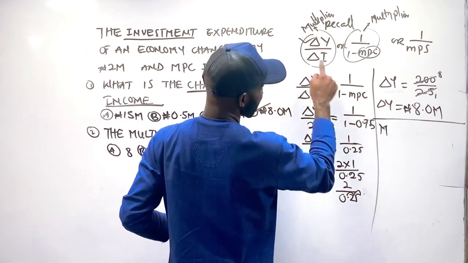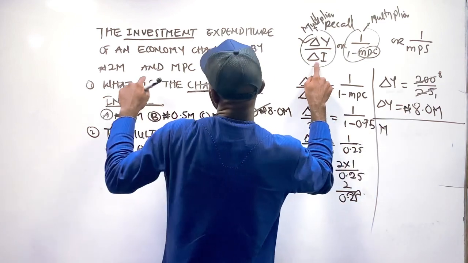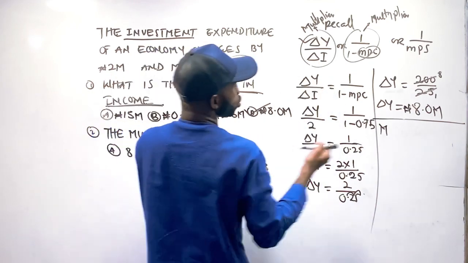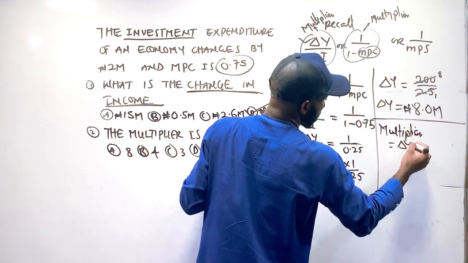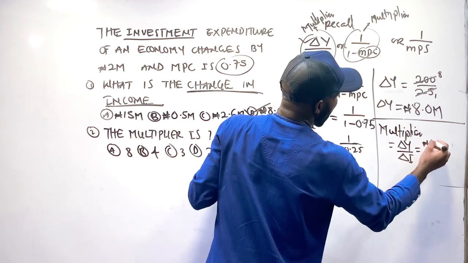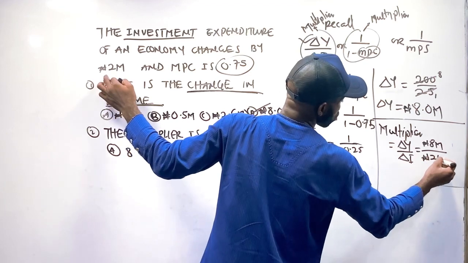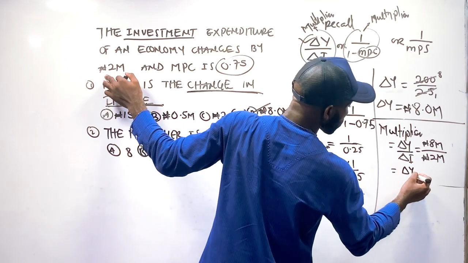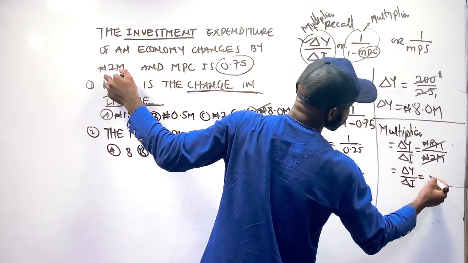Because we have gotten the value for it, we can use this and introduce it here. So this is 2 million, this is 8 million. The multiplier in this case is equal to change in income over change in investment. What's my change in income? We have 8 million over, what's my change in investment? We have 2 million. Eventually, my change in income over change in investment, which is my multiplier, will give me 2 against 2 will give us 4.